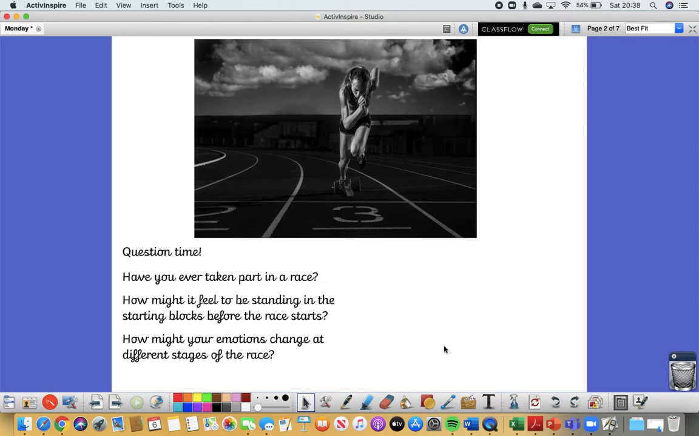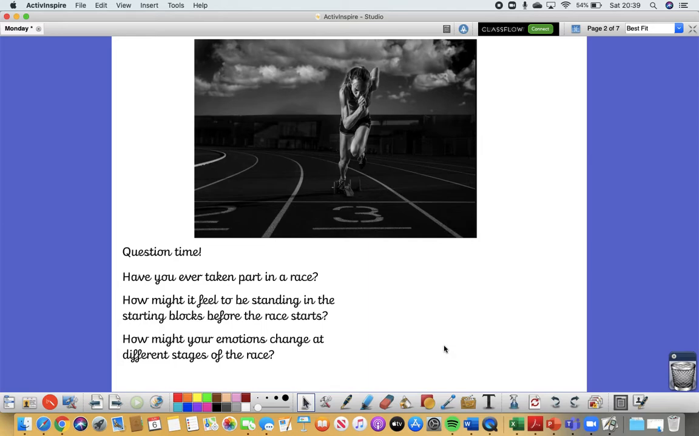Okay, so question time first of all. Have you ever taken part in a race? Well, hopefully many of you have taken part in a race before, in sports days or maybe something you do outside of school. How does it feel to be standing in the starting blocks before the race begins? So just before you're ready to get set off, how do you think you feel, or how did you feel? And then have a think about, how did your emotions change over the race?